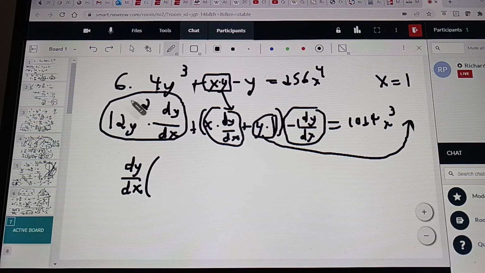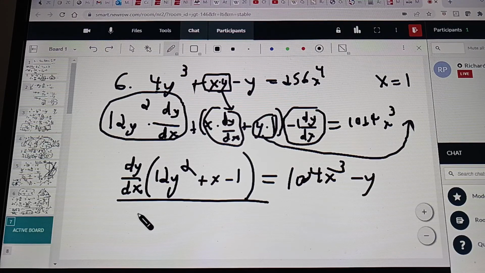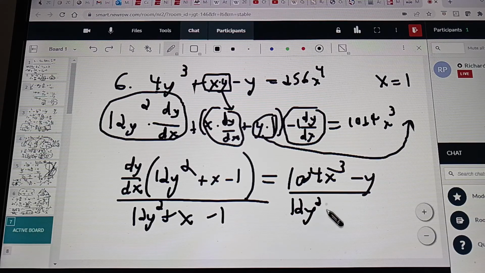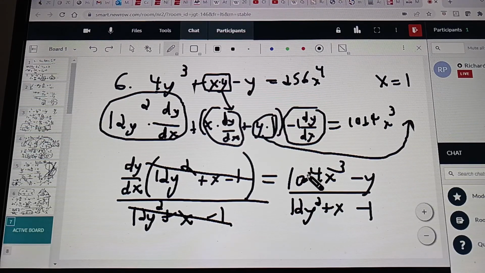So take this away, that would leave this. Take this away, you would just have the positive x there. Take this away, you just have the negative 1. And then you've got your 1024 x cubed. And then I'm minusing y to the other side of the equation. Then divide by all this stuff, so you get dy over dx isolated. You're basically doing that part on every problem. Get the dy over dx isolated. You don't care how messy this side gets, at first anyway. There's the equation of the derivative in terms of both x and y.